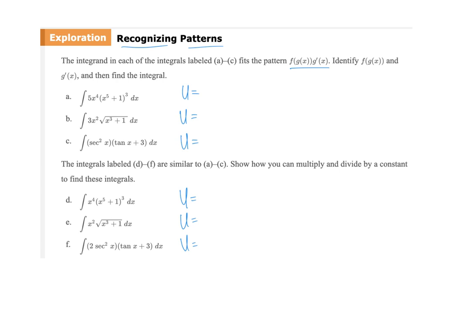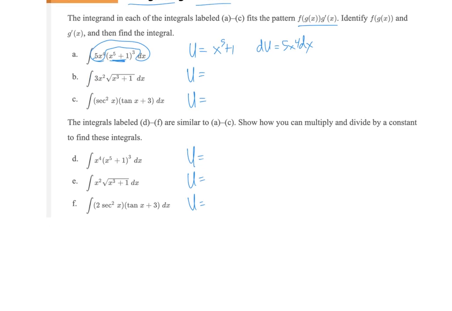So on the first one, u would be x to the 5th plus 1. So du is 5x to the 4th dx. So again, we've got the 5x to the 4th dx. There's our du, and there's our u. On this last one, we'd have to show how we multiply and divide by a constant.